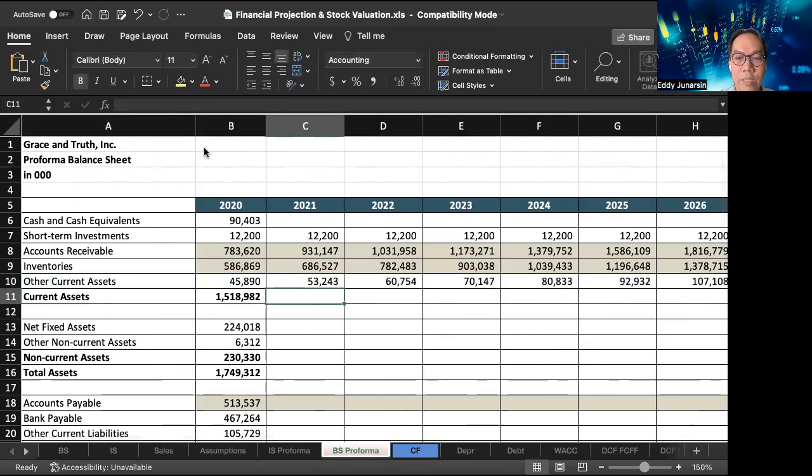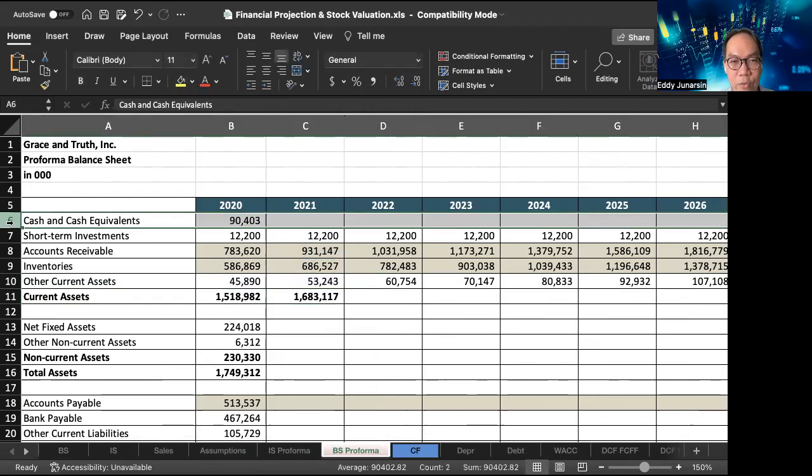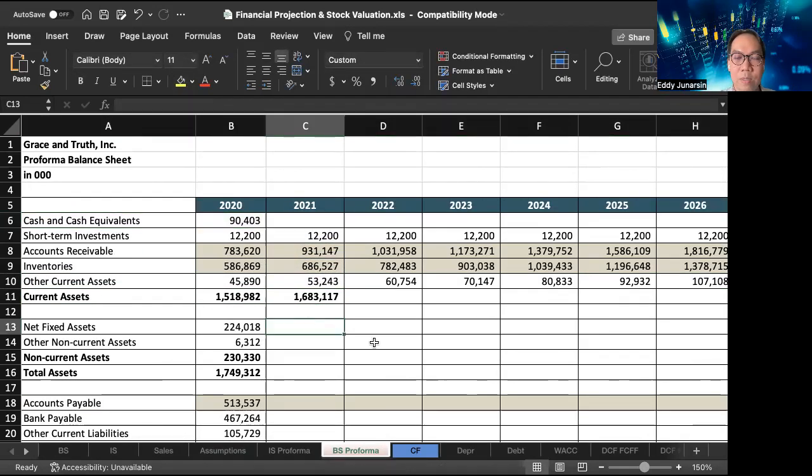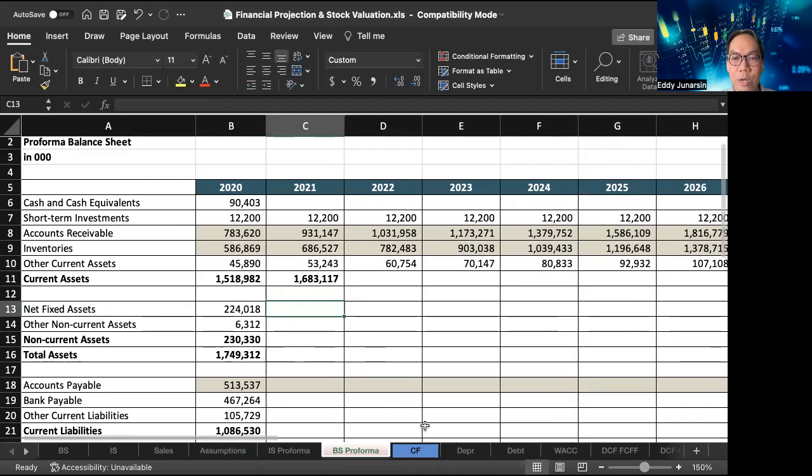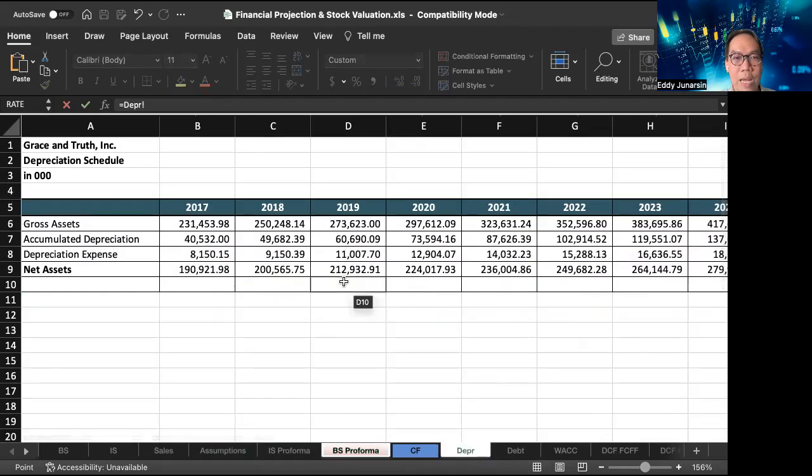Okay, and current assets is the sum of all from cash to other current assets. But again, we haven't finished the cash and cash equivalents, not until we complete the pro forma cash flow statements. So let's continue now. Net fixed assets, I think we got it. We got it here in the depreciation sheet. Net fixed assets 2021. Yeah, it should be this one.